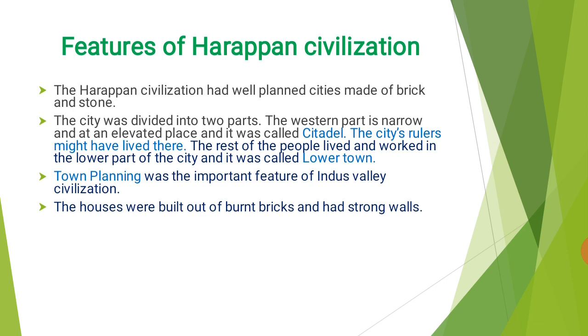Features of the Harappa civilization. The Harappan civilization had well-planned cities made of brick and stone. The city was divided into two parts. The western part is narrow and an elevated place, and it was called the citadel. The city's rulers might have lived here. The rest of the people lived and worked in the lower part of the city, called the lower town. Town planning was an important feature of the Indus Valley civilization.